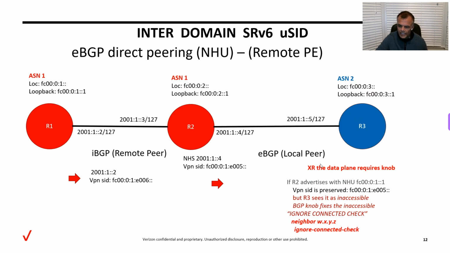One key point that came up through our development work is a knob that was required on interdomain boundaries where you have SRv6 microSID in order to build that inter-AS peering, is that the route, the next hop, becomes inaccessible. In order to get around that, there's a special knob, and it's ignore connected check. And it goes right on the peer and applies to all the AFI-SAFIs that are nailed up onto that peer.